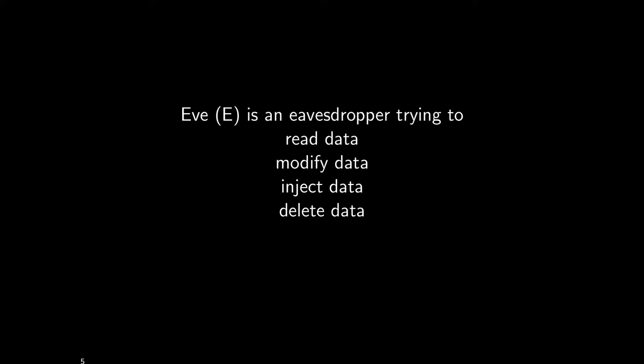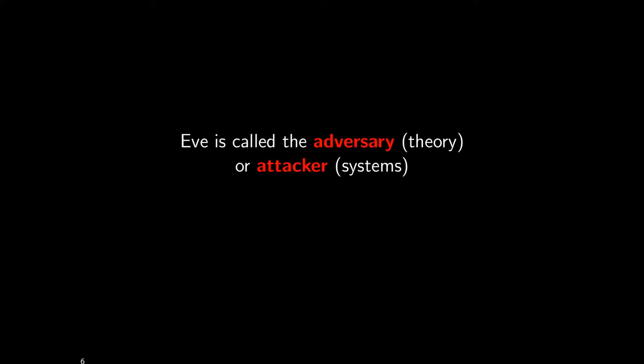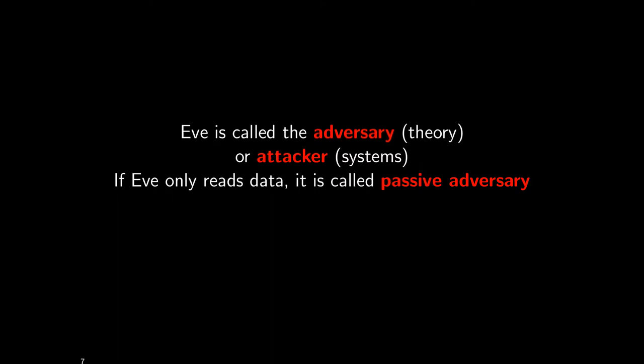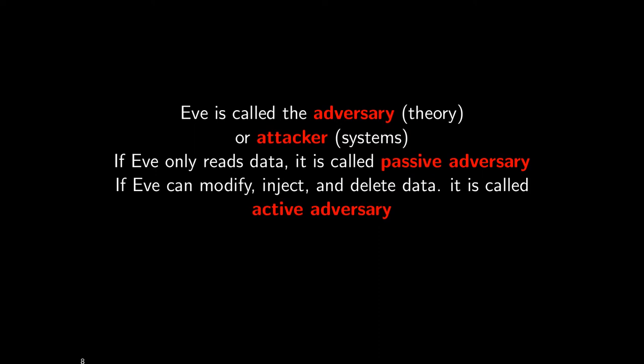Eve is the general attacker, and the Eve character can be restrained to only passive attacks or be allowed to do active attacks as well. So Eve is an eavesdropper, which is why we call it Eve, and they're trying to read data, modify data, inject data, and delete data. Again, we touched on this before. Eve would therefore be our adversary, if we're talking theoretically, or our attacker, if we're speaking in terms of systems. If Eve only reads data, then Eve is called a passive adversary, and if Eve can further inject, modify, delete data, it is called an active adversary.